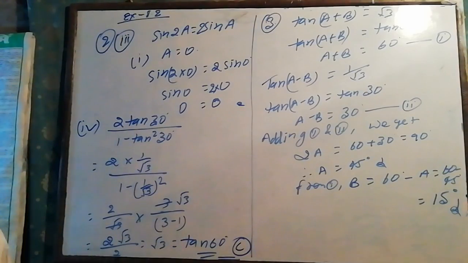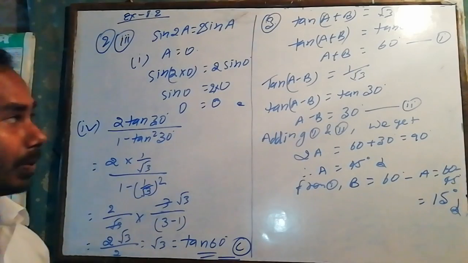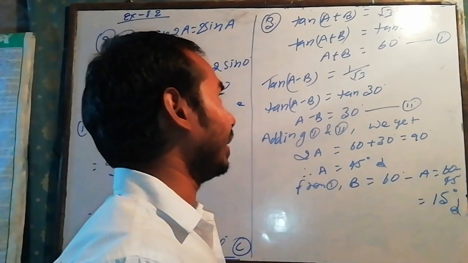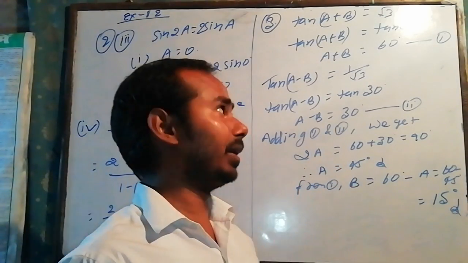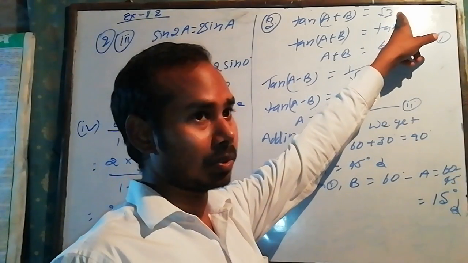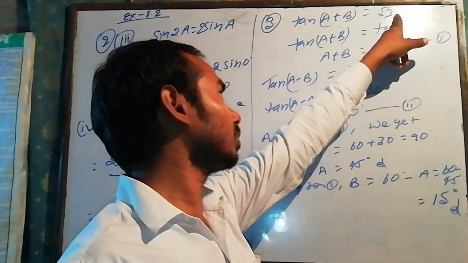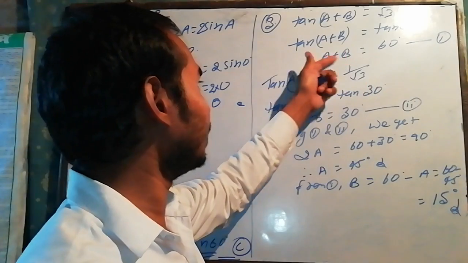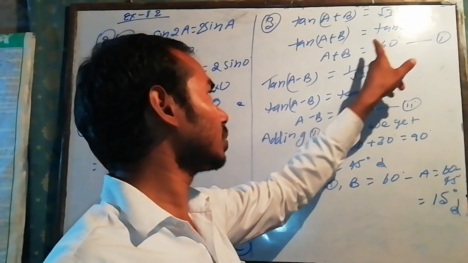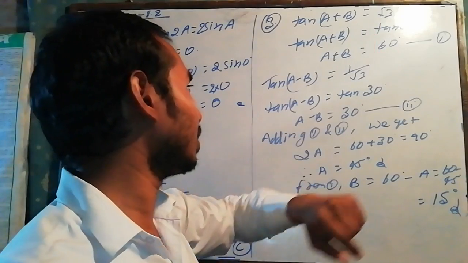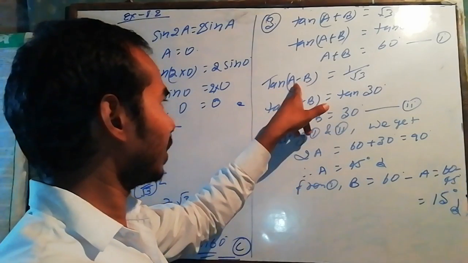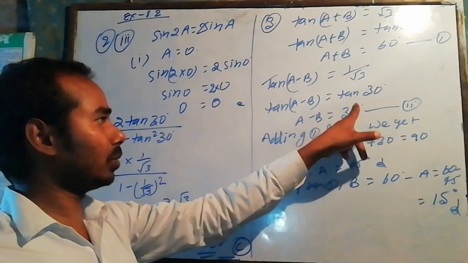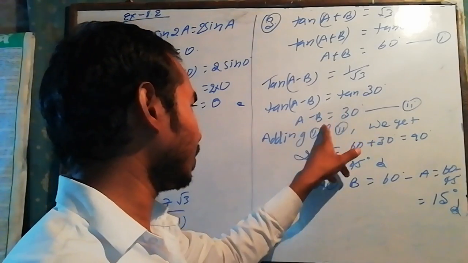Now we will solve problem third. Tan (A plus B) equals root 3. At what angle is tan equal to root 3? Tan 60 equals root 3. So instead of root 3 we write tan 60 degree, meaning tan (A plus B) equals tan 60, so A plus B equals 60. Tan (A minus B) equals 1 by root 3. It is given, so tan (A minus B) equals tan 30 degree. So A minus B equals 30 degree.